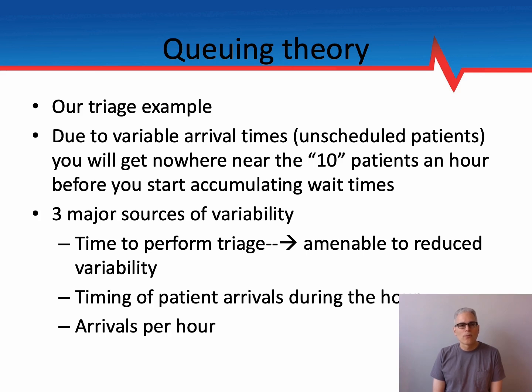The time it takes to perform the triage. This is amenable to reduce variability if you have a good process in place. The timing of patients arriving during any particular hour. You have little to zero control over this. The arrivals per hour of the day. Again, you have limited control over this, so you tend to shape your resource curve to the demand curve.